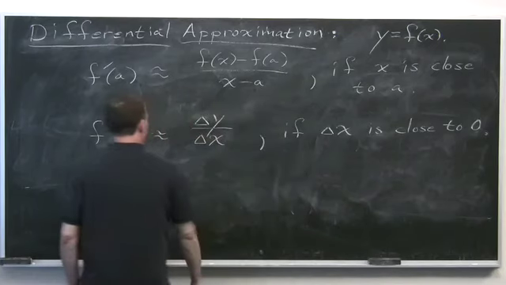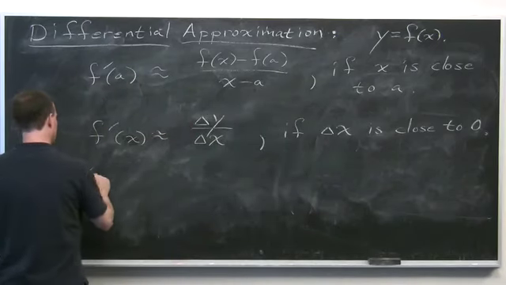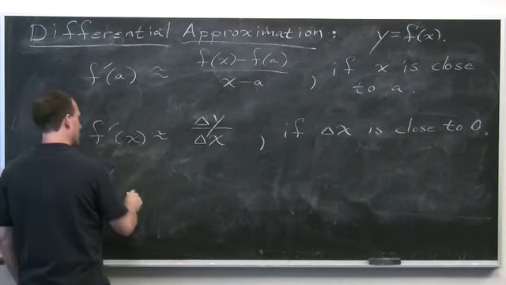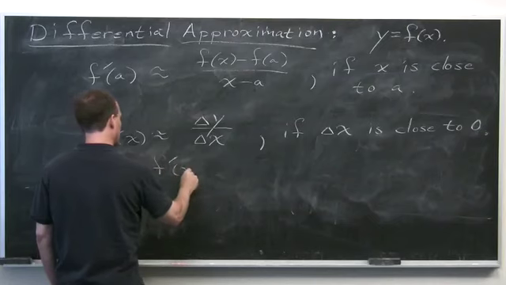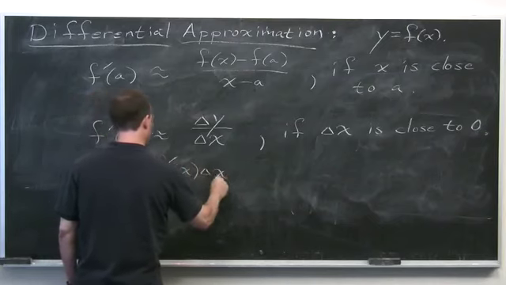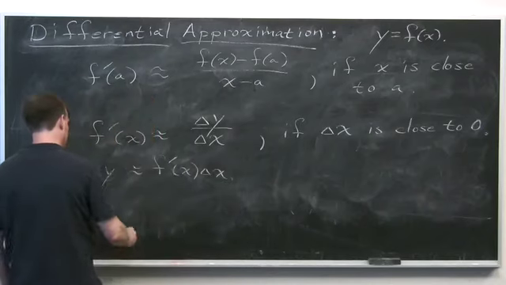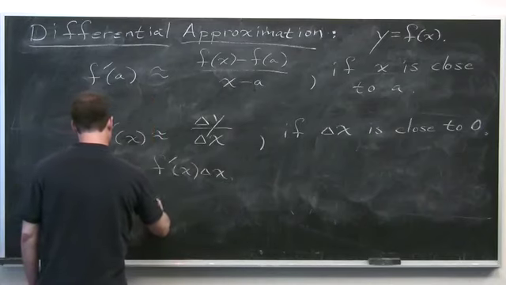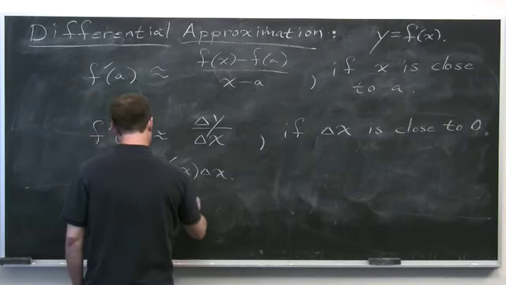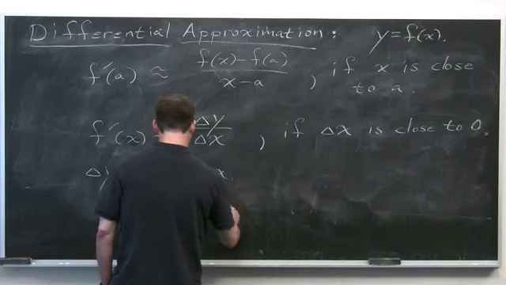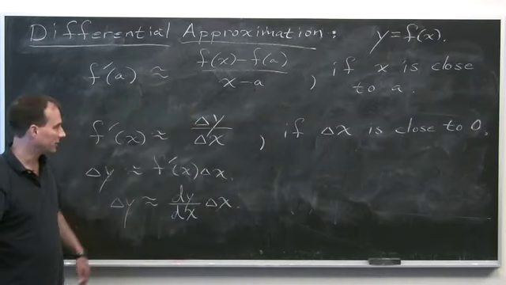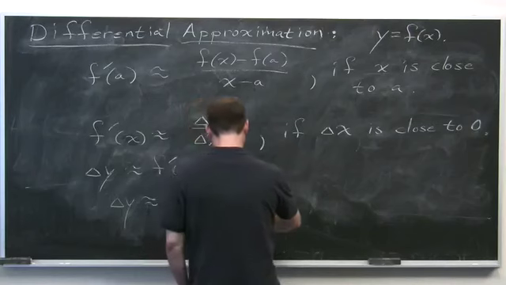And that means that delta y, if you multiply both sides by delta x, is approximately f prime of x times delta x. Or, in more suggestive notation, use the Leibniz notation: the change delta y is approximately dy dx times delta x, if delta x is close to 0.